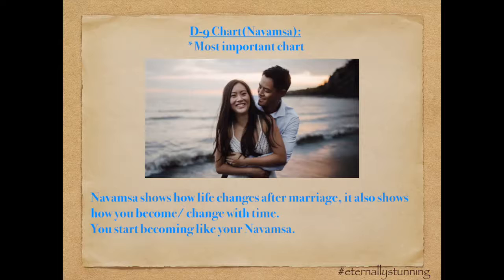It also shows how a person will become as a person matures. So if you are around 28 years of age, or if you are married, then you can definitely see your Navamsha chart, the placement of the planets, and it would show how you are becoming, how your thought process is, why you feel this way.